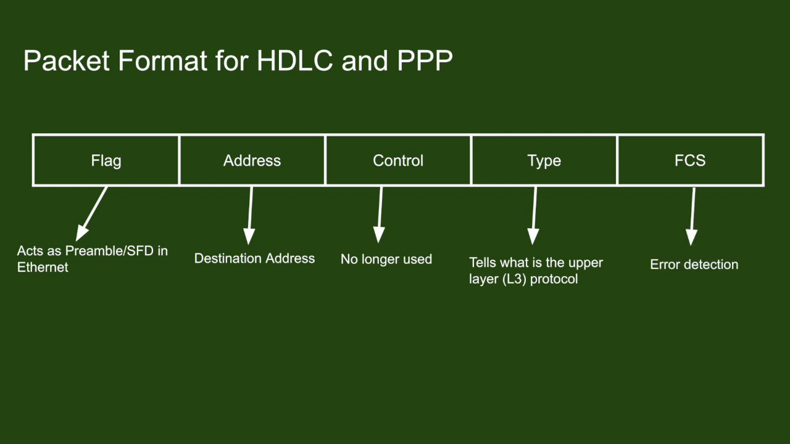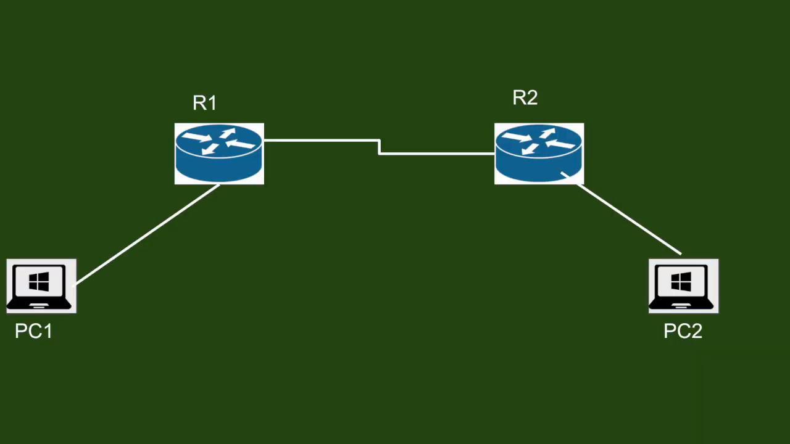And FCS, as you already know, in multiple of our earlier lectures we have talked about it, is basically used for error detection. Okay, so now let's see how the packet moves.